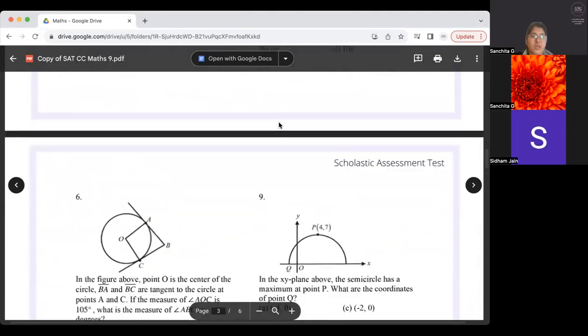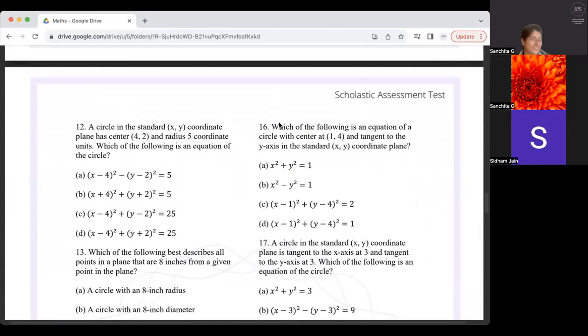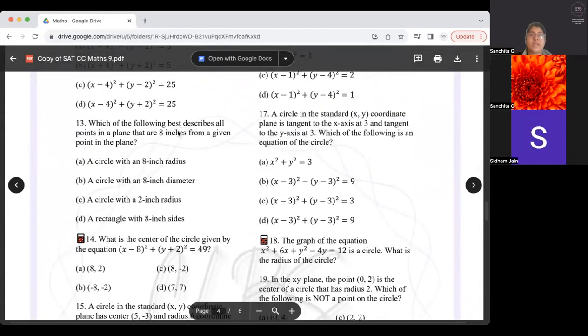Let's see. So 12, what is the answer? C. C, absolutely correct. Very straightforward elementary question. You have 4 and 2, and you have radius as 5. Do not mark 5. This is a common error, right? Where they end up marking 5. It's square always. Okay, next.